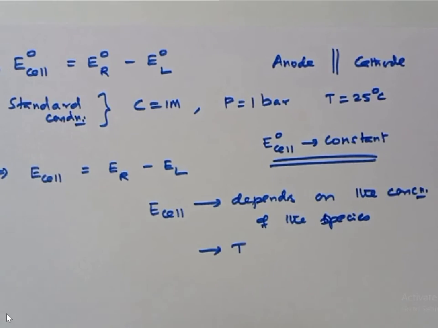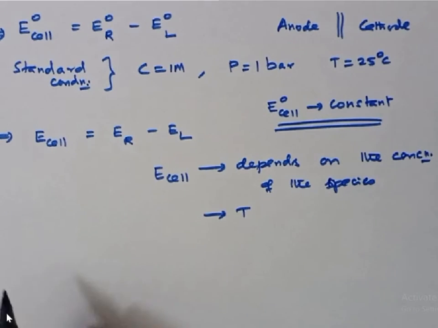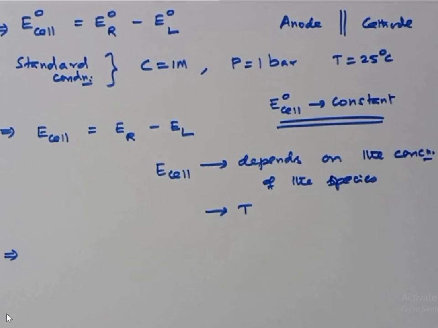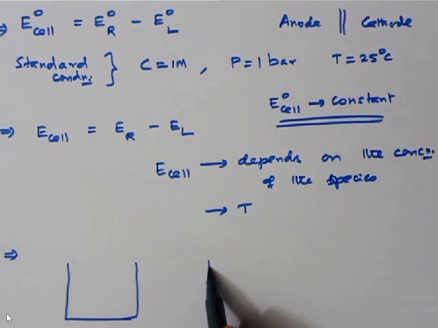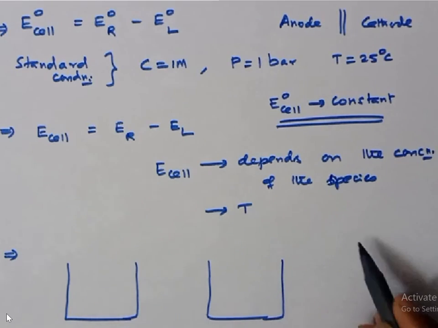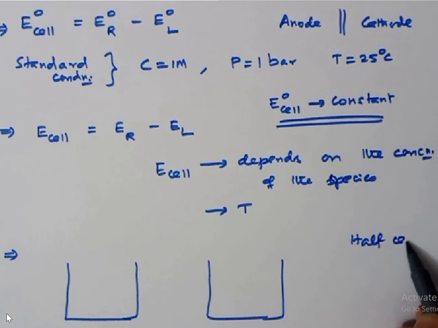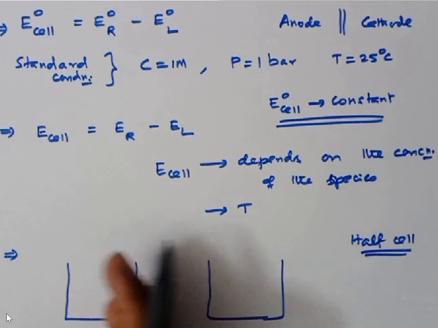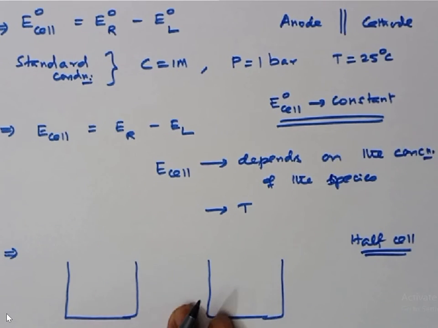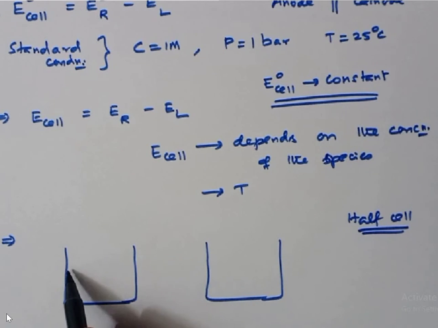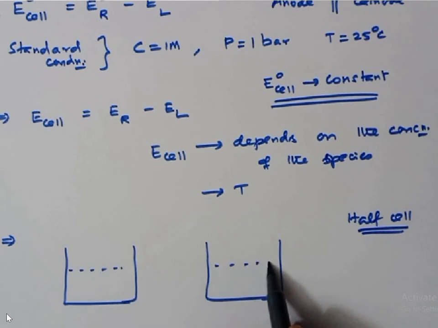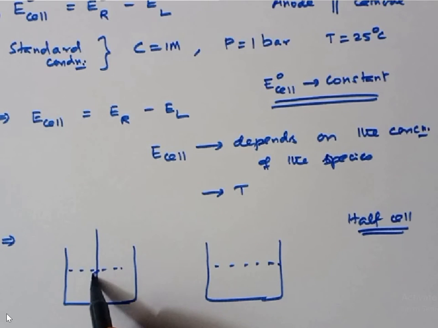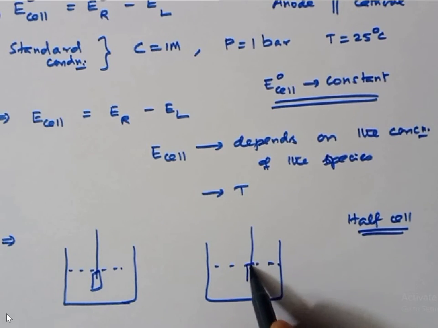Now students, observe this carefully. This is another important one. Suppose I take two half cells. You know very well a half cell means one electrode. It may be a cathode or an anode. Now I'll take some solution in this and some solution in this, and I'll immerse an electrode here and another electrode here.